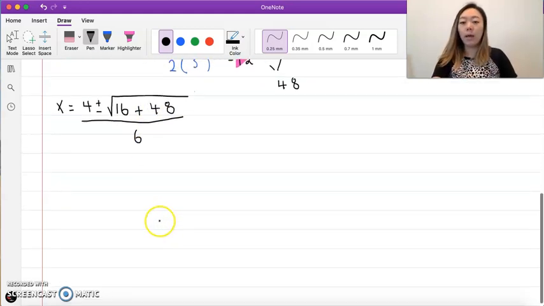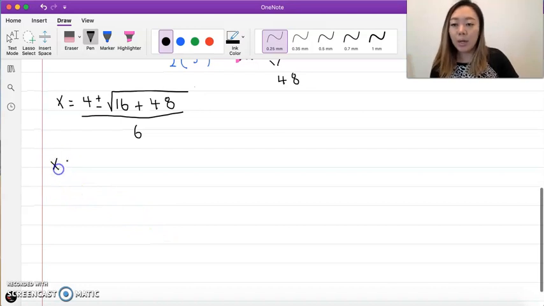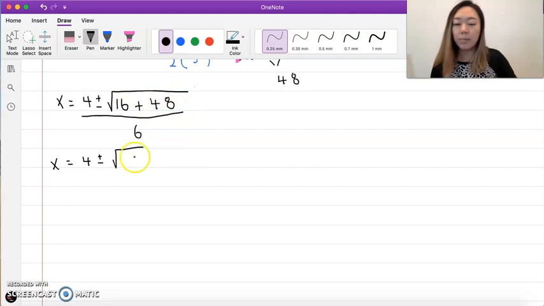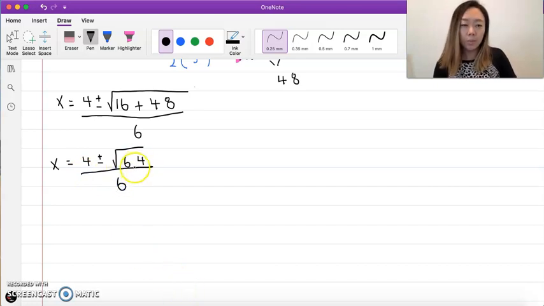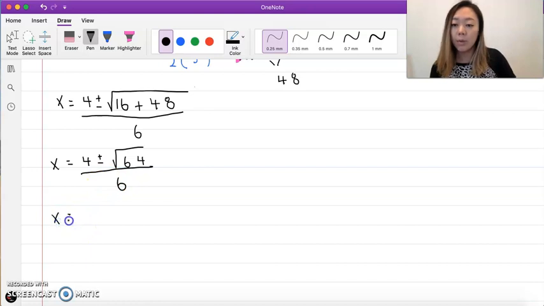Okay. So let's continue to simplify a little bit more. X is equal to 4 plus or minus square root of 16 plus 48. 16 plus 48 is 64, over 6. Okay. So when you get to this point, you have to ask yourself, can I simplify the square root? In this case, yes, we can, because the square root of 64 is a perfect square. So we know that the square root of 64 is 8, right? 8 times 8 is 64. So this becomes 4 plus or minus 8 over 6.